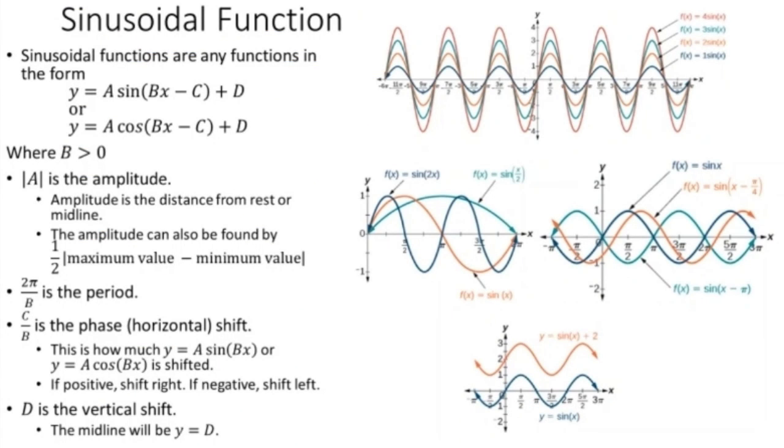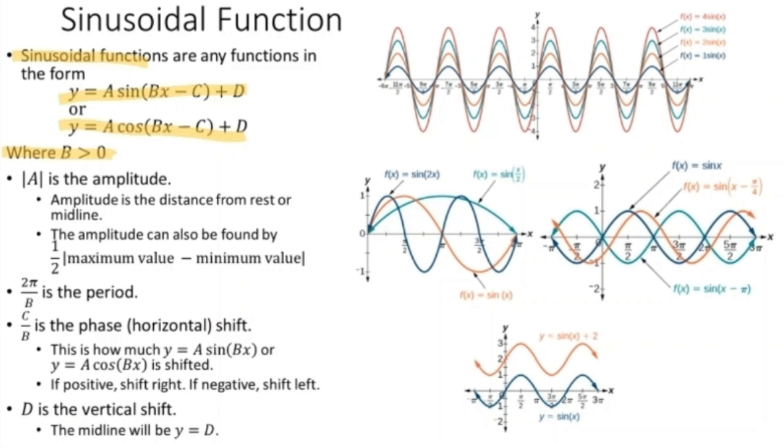Transformations of f of x equals sine x or cosine x are referred to as sinusoidal functions. So sinusoidal functions are any functions in the form of y equals a sine of bx minus c plus d, or y equals a cosine of b times x minus c plus d. Now, we could apply the transformations we learned in college algebra in order to graph these two functions. However, because of their properties, and due to the issue of them being periodic, we do want to use special properties of sinusoidal functions to help us obtain graphs.